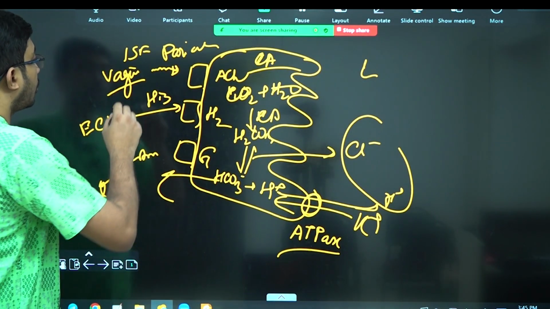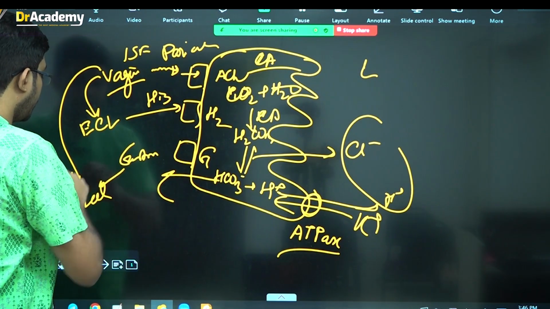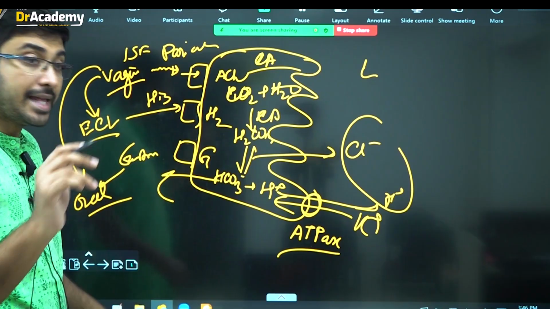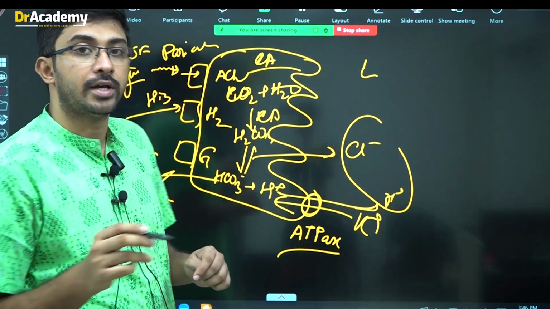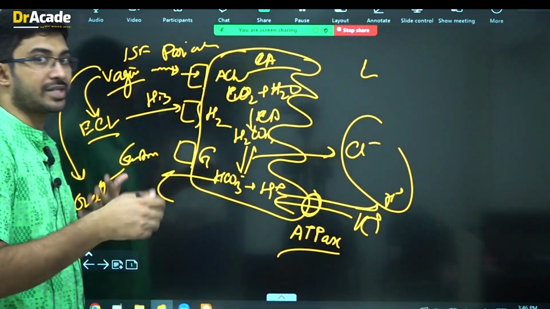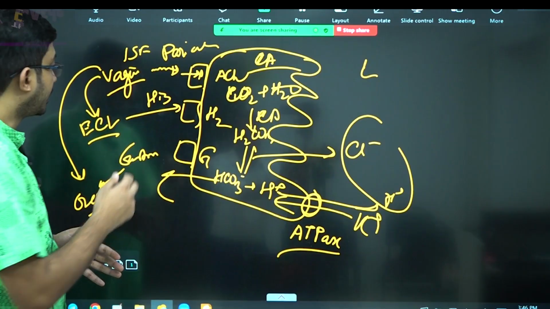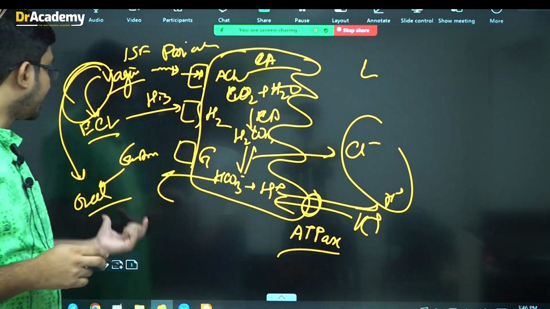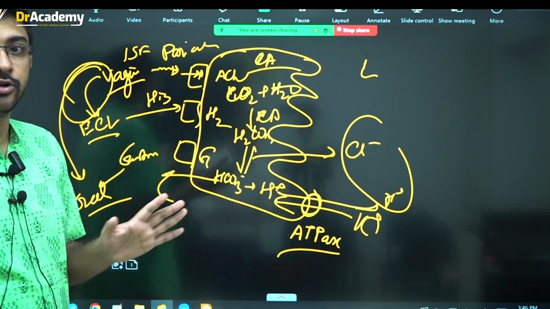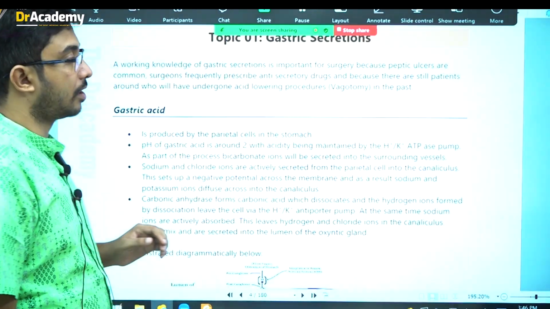Now this vagus not only acts over this receptor, moreover this vagus stimulates both ECL cells and G cells to release their secretions. That is why when we perform vagotomy, truncal vagotomy, in case of pyloric stenosis or long standing duodenal ulcer, not only this receptor is blocked, but this effect is also blocked over the ECL cell and G cell. So their secretions, though not completely abolished, are reduced to a greater extent. So this is the simple mechanism of gastric acid secretion.